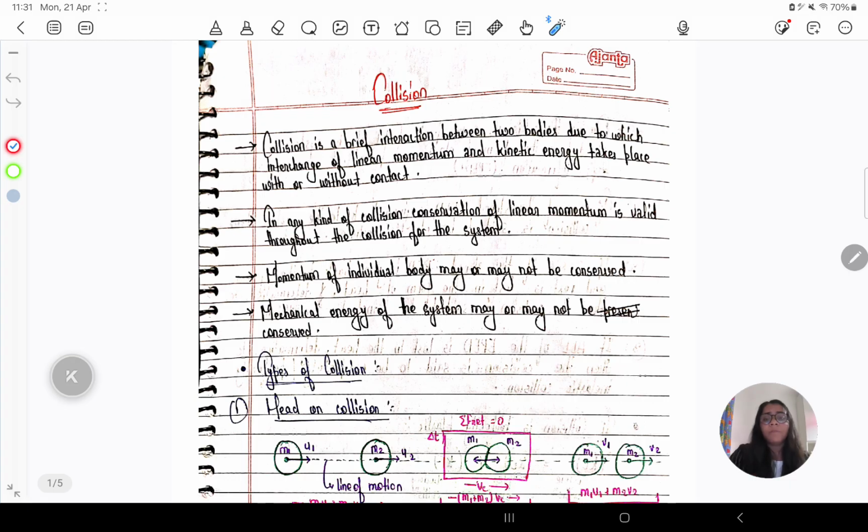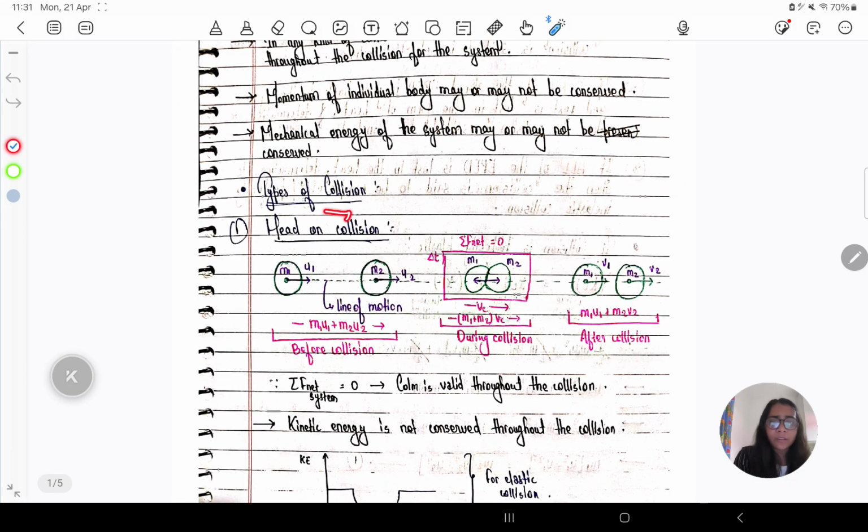Now, types of collision. We will study about head-on collision, right? That's in our syllabus. In this, two bodies which are following the same line of motion collide with each other, and after collision they move their separate ways.